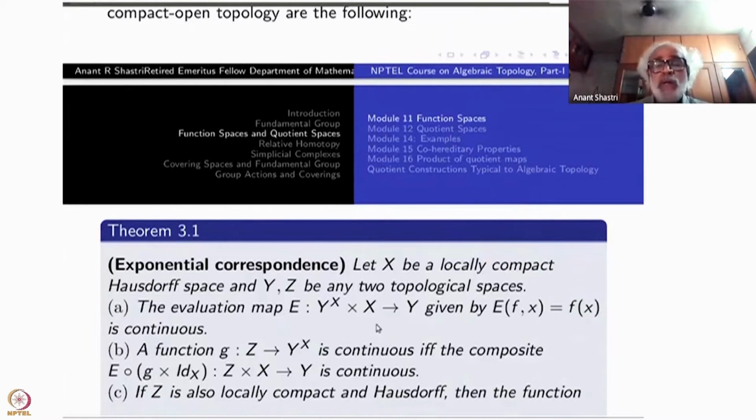Okay. So what is involved here is the evaluation map, Y power X cross X to Y. What is this evaluation? Evaluation of f at x. F is a function from X to Y. The second slot is x. Evaluate it at x, F of x. So this is what is for evaluation map. This will be automatically a continuous function.